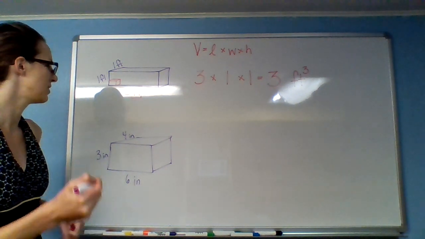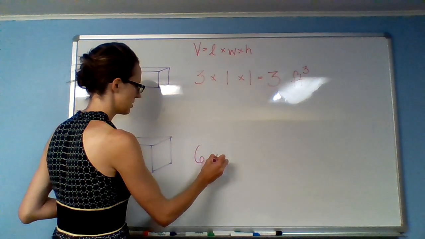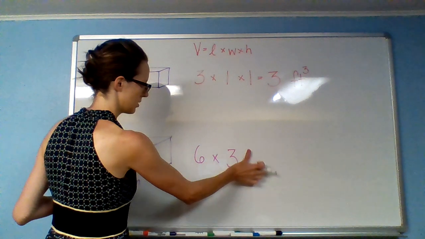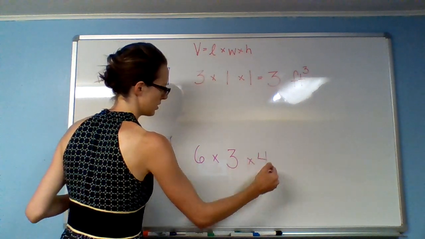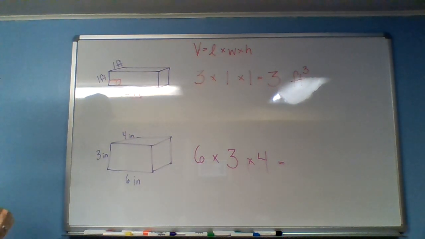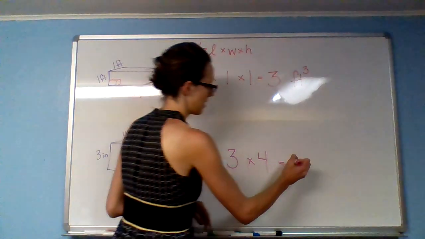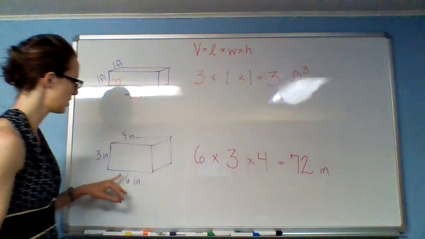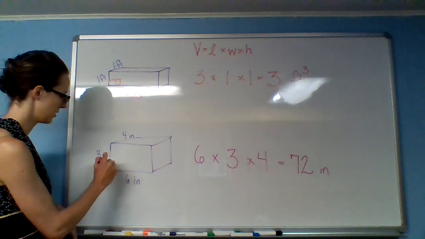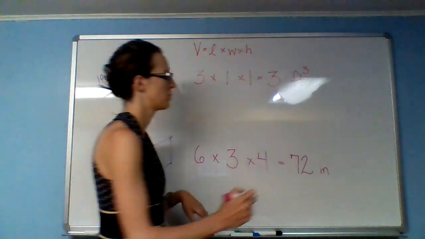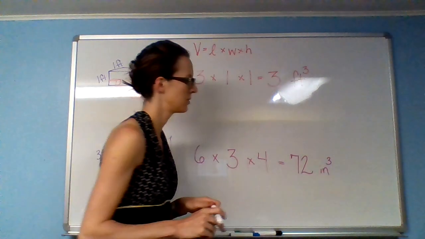In my second example down here, same thing, 6 inches times 3 inches times 4 inches. So 6 times 3 is 18. 18 times 4 is going to get me to 72. 72 inches. And remember, I'm talking about how many little cubes, just like you've been doing in your packet, how many cubes make that shape. So it would be inches cubed.